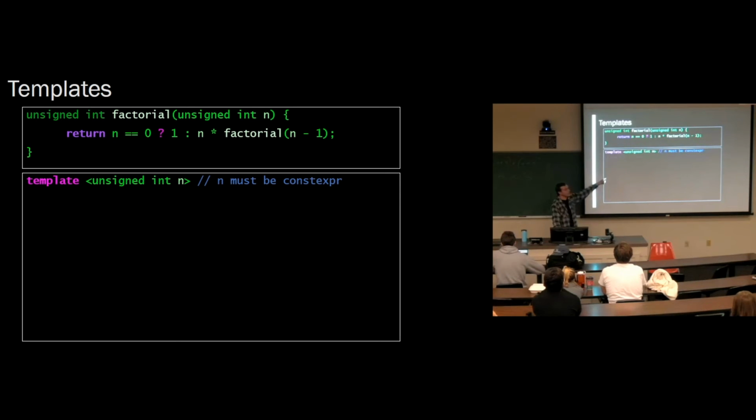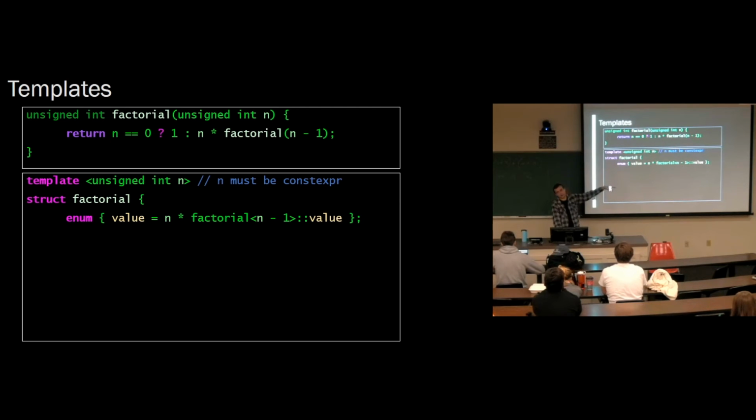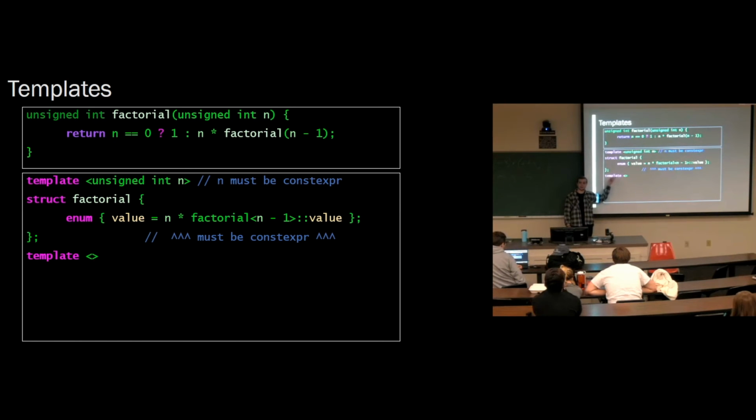We've got a struct that takes in an n. The struct is called factorial. We've got one value. The value is equal to n times the factorial of n minus 1, :: value. So this is a recursive struct definition that's compiled recursively. And then what you can do in C++ is you can do type specialization for templates. You can say, use this generic template form for any n, unless we get a certain n here, 0, and then use this form. Question?